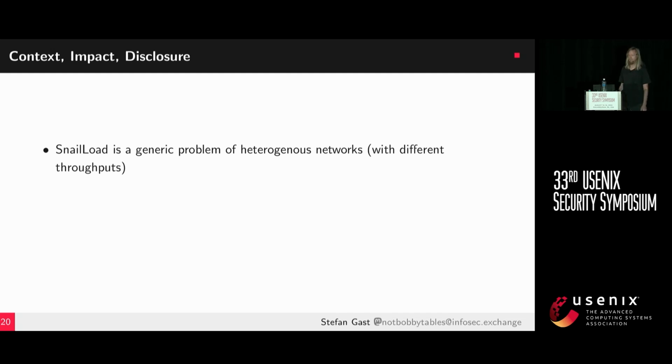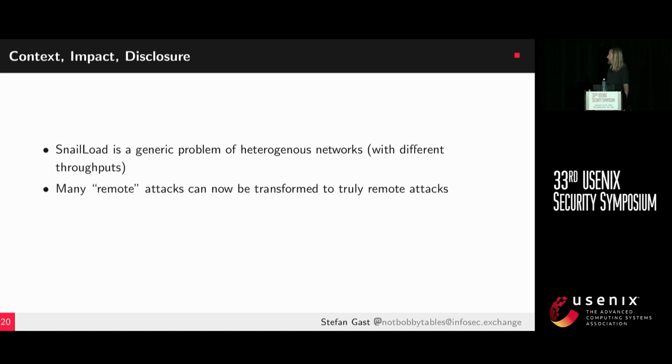SnailLoad is a generic problem of heterogeneous networks, so of networks where we have different throughputs. Many attacks that previously required a person-in-the-middle scenario or were otherwise restricted in what remote actually means have to be re-evaluated in a SnailLoad-similar setting.